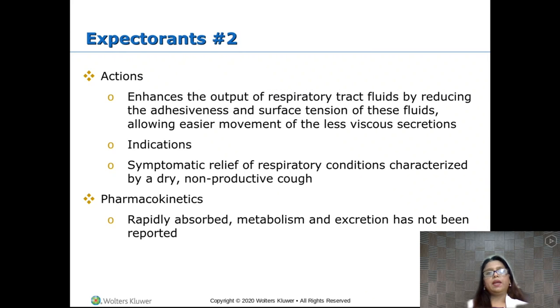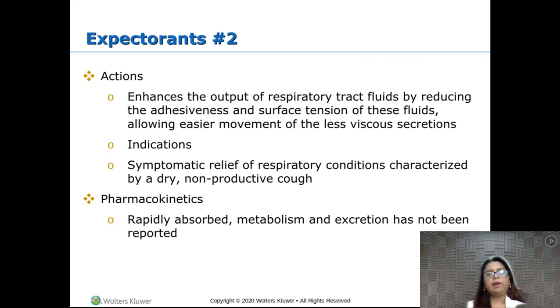Actions: enhance the output of respiratory tract fluids by reducing the adhesiveness and surface tension of these liquids, allowing easier movement of less viscous secretions, and providing symptomatic relief of respiratory conditions characterized by dry, non-productive cough.